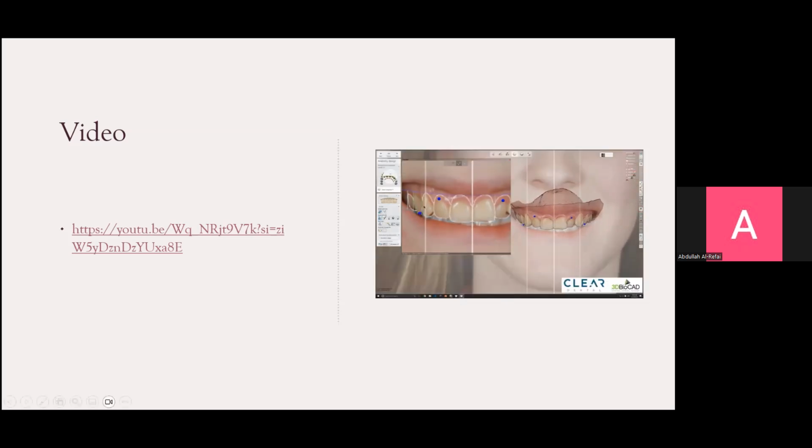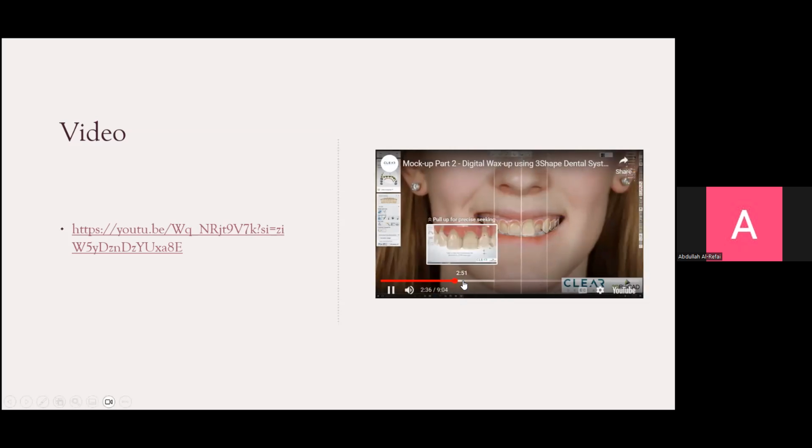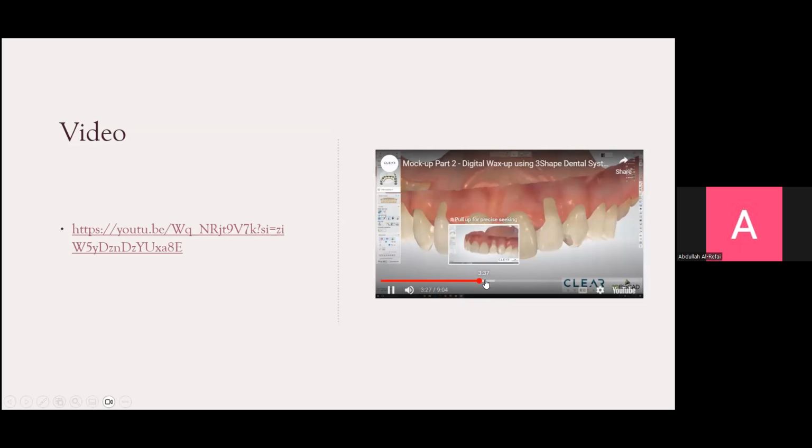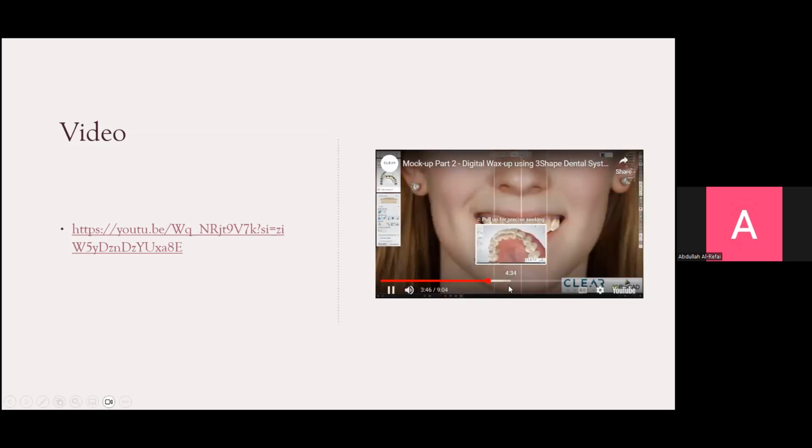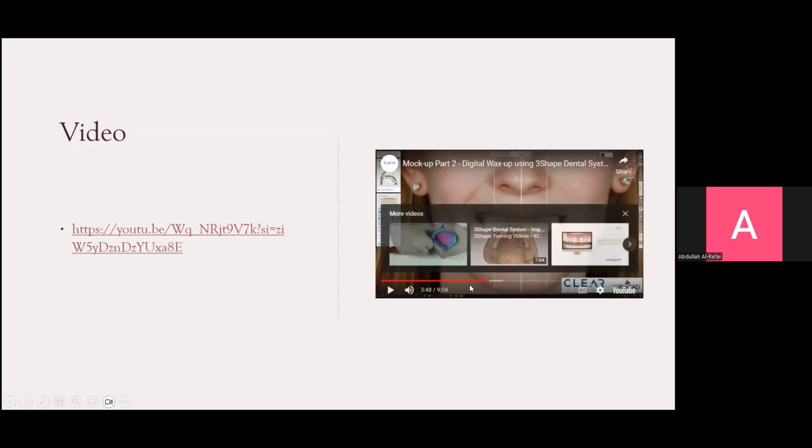I'll skip a part of it. Okay, now they superimpose the results over the patient's mouth. Yes, like this, as we see here.